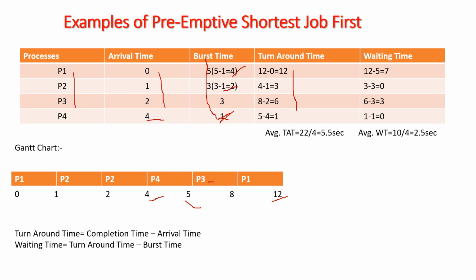And for process P3 turnaround time is 6 and burst time is 3. So 6 minus 3 is 3. And for process P4 turnaround time is 1 and burst time is 1. So turnaround time minus burst time, 1 minus 1, 0. So what will be the average waiting time? The average waiting time will be 7 plus 0 plus 3 plus 0, the summation of all this divided by the number of processes, which is 4. 10 by 4, which comes to 2.5 seconds.